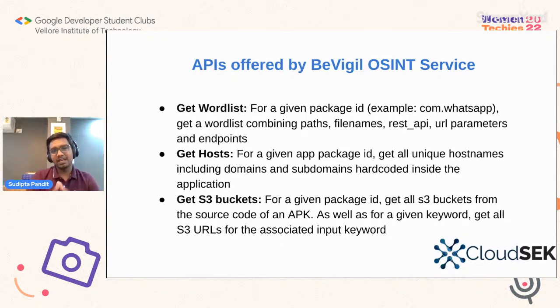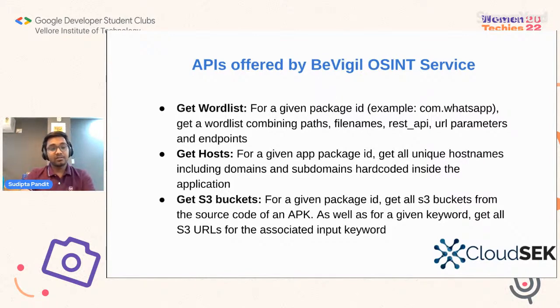So there are different APIs we provide in the BeVigil OSINT service. So there's a word list. I'll give you a demo a little bit later. There is this word list endpoint where you give a package name, and it will give you a word list combining different paths, file names, and REST API endpoints. As you know, guys, a word list can be used to brute force URL paths. You have tools like dirbuster and those things. You can put this word list in those tools and make use of all these assets you found in mobile apps.